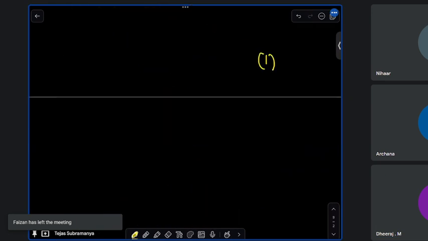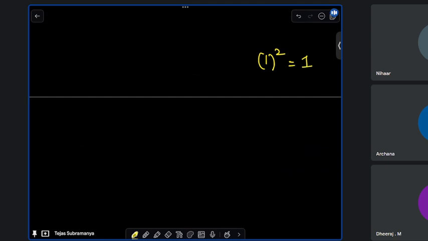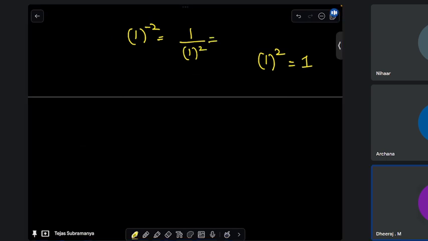What is 1 square? 1. Okay. 1 to the power minus 2. Can I write it as 1 by 1 square? Correct? Yeah. What is 1 square? 1, okay. So 1 by 1, answer is 1.